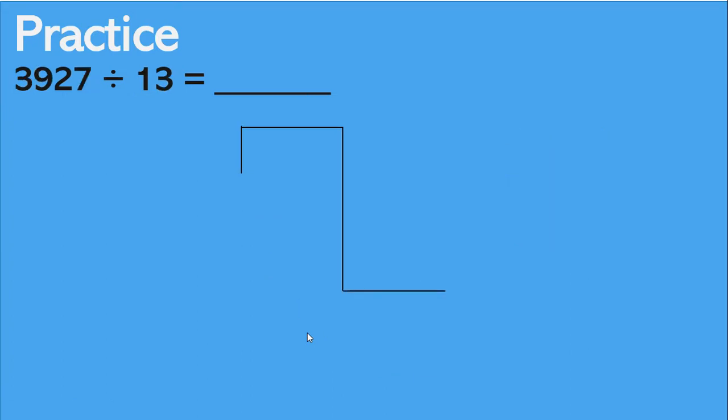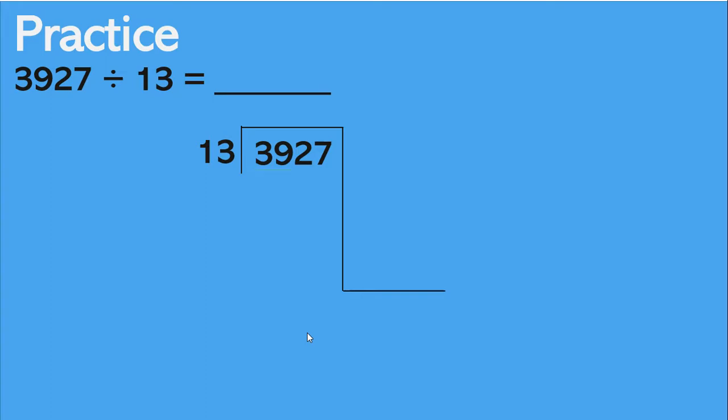Let's try another one. Here we have 3,927 divided by 13. We're going to put our dividend inside the outline and 13 on the outside because that's our divisor. Now we're going to be looking at the 3 in the thousands place. I'm thinking to myself, 3,000 blocks. I can't distribute 3,000 blocks between 13 groups.